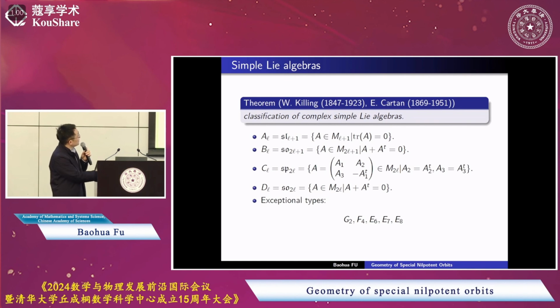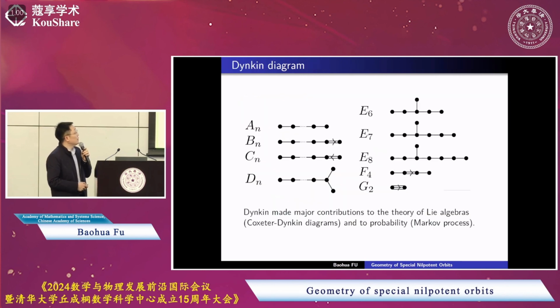He constructed this ABCD and conjectured the existence of these exceptional types, and then Cartan, in his PhD thesis, really explicitly constructed these exceptional Lie algebras. And then Dynkin came up with the idea to represent each Lie algebra by the Dynkin diagrams.